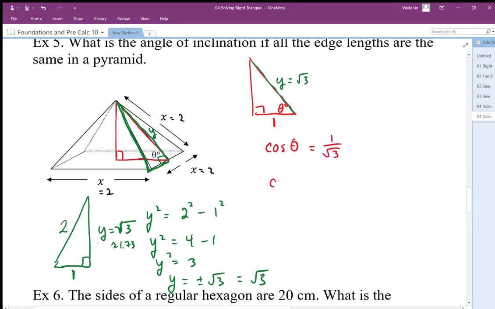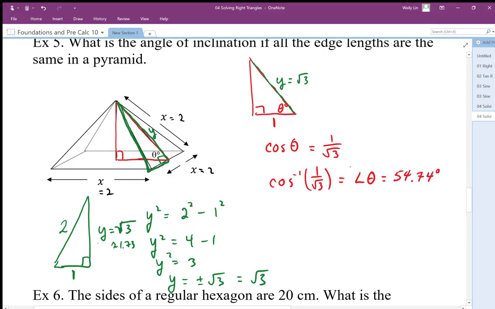I need to undo this because I want to solve for the angle. I'm going to use the inverse for this one because I'm going from ratio to angle. 1 divided by square root 3 gives me an angle of 54.735, so I'm going to round that to 55 degrees.